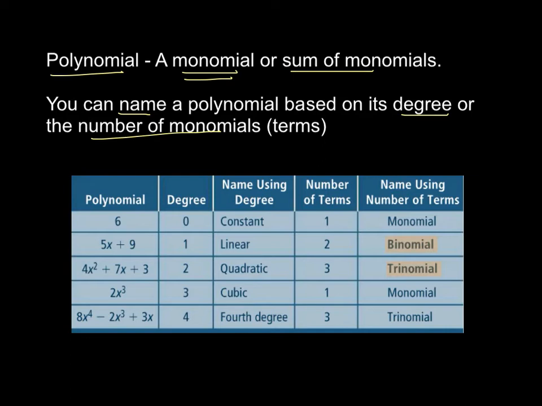That's a constant, what we call a constant. Remember, a constant has a degree of 0. It only has one term in it, so we call it a monomial. Mono is 1. Okay?